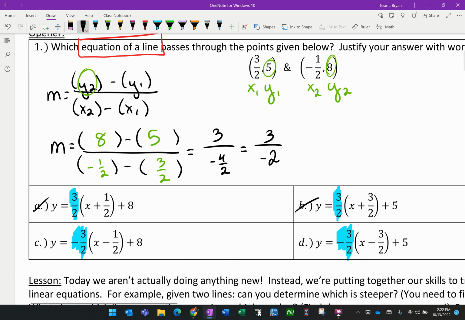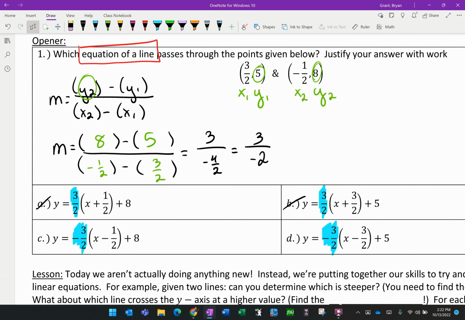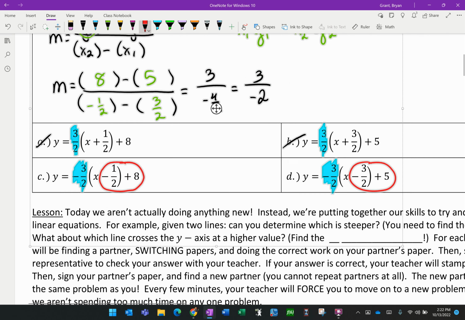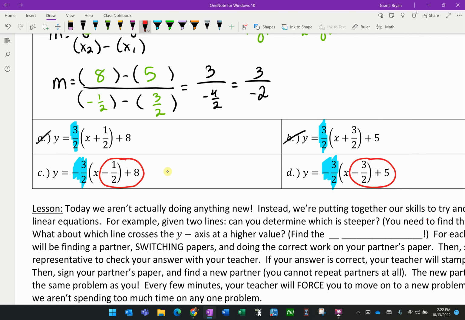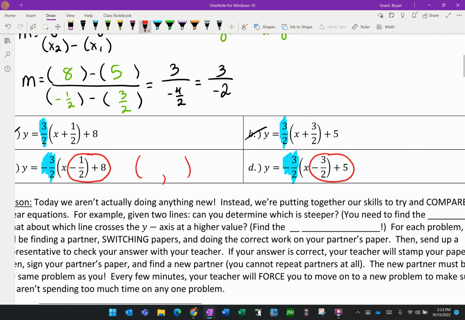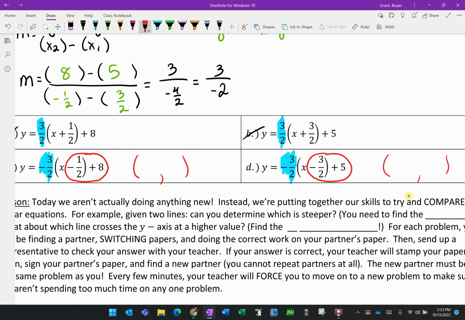So if we look at C and D, we need to think about the other 2 numbers in the equation. I see 2 numbers here and 2 numbers over here. And as we've learned in the past for HK form, we know that these numbers hiding actually form a point. And I'll do the same thing over here. Okay, point-wise, it looks like negative 1/2 comma 8 and negative 3/2 comma 5 might be our points.